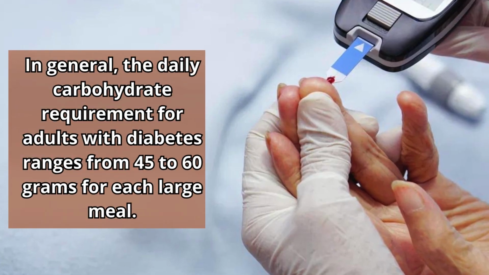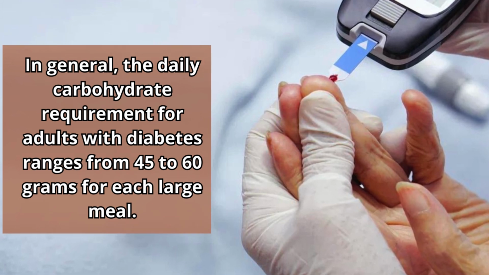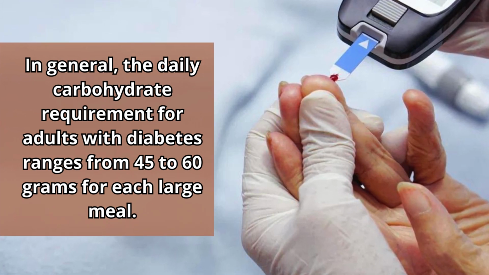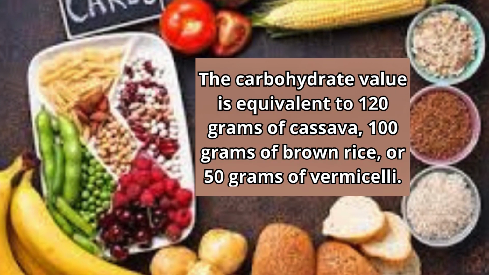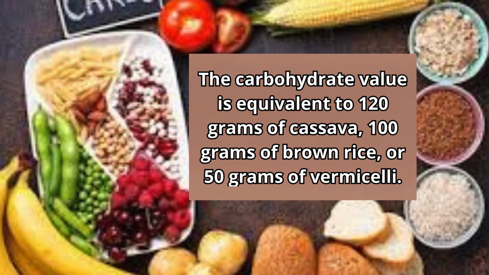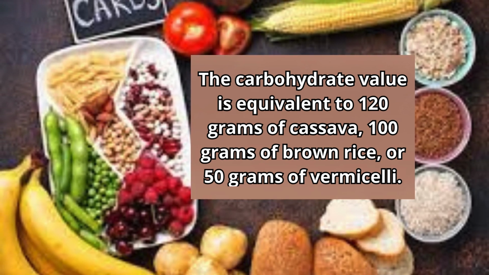In general, the daily carbohydrate requirement for adults with diabetes ranges from 45 to 60 grams for each large meal. The carbohydrate value is equivalent to 120 grams of cassava, 100 grams of brown rice, or 50 grams of vermicelli.